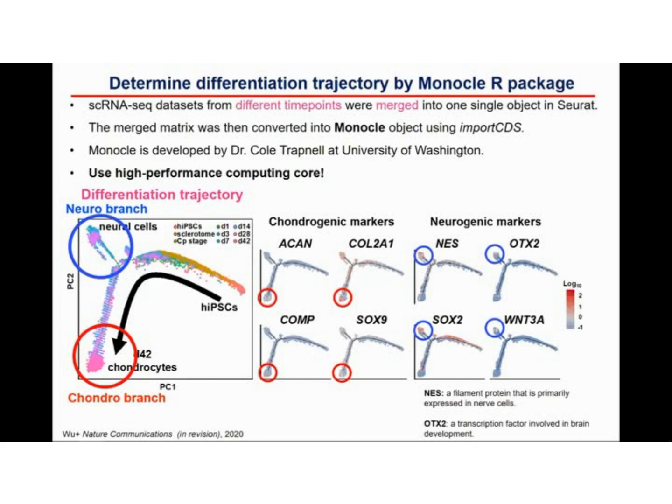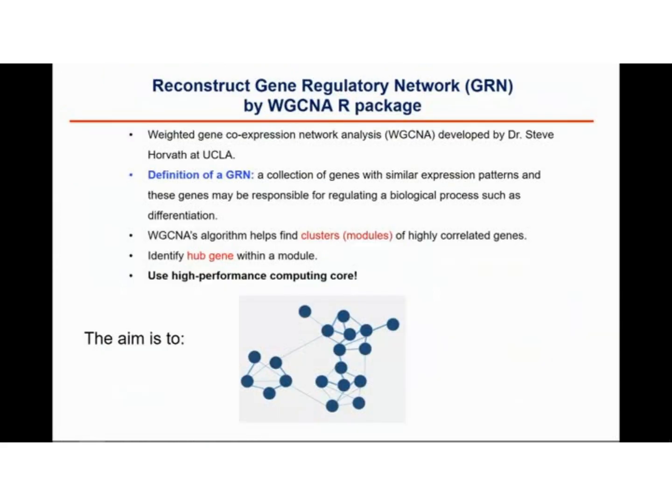So once we identify these off-target cells, our next step is to reconstruct the gene regulatory networks, or GRNs, that are responsible for this off-target differentiation. We're going to use an algorithm called WGCNA, which stands for Weighted Gene Co-expression Network Analysis, developed by Dr. Horvath at UCLA. A gene regulatory network is a collection of genes with similar expression patterns. These genes may be responsible for regulating biological processes such as proliferation or differentiation.